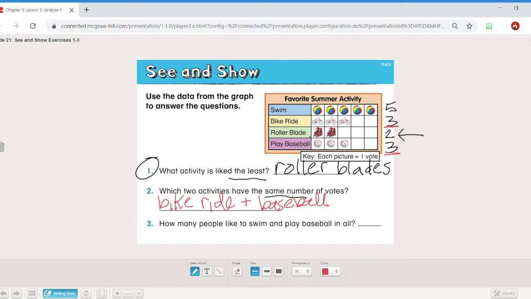How many people like to swim and play baseball in all? Remember when it asks in all, we're trying to find a sum, and a sum is the answer to an addition problem. So let's see. How many like to swim and play baseball? Well, 5 people like to swim, and 3 people like to play baseball, which means 8 people like to do those 2 things in all.